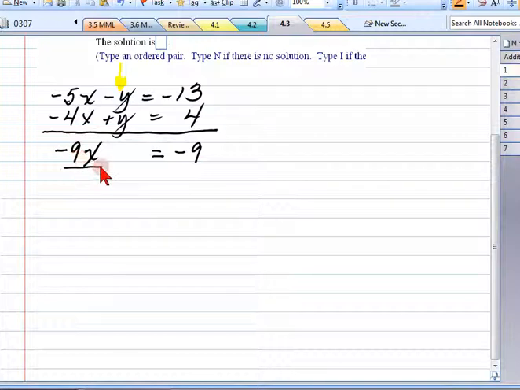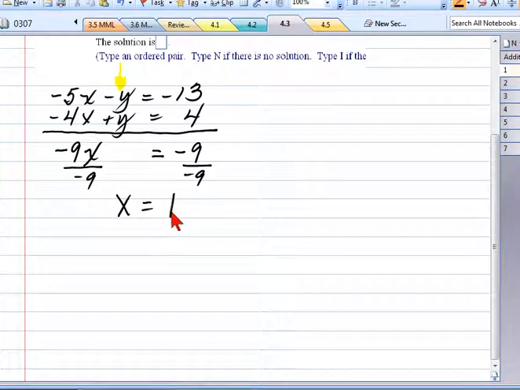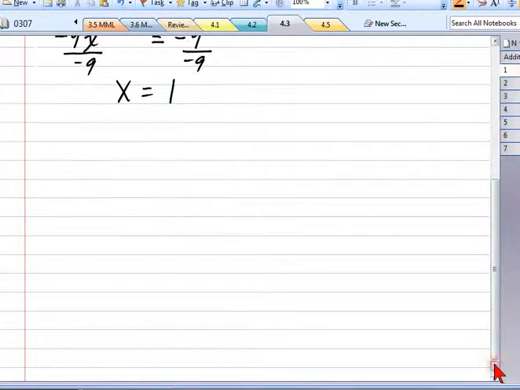So what will I do to solve for x? Divide by negative 9, and I will get x is 1. I am halfway to the solution of the problem. When the addition method is ready for you, you get to the first part of the answer very, very quickly. Is everybody okay with that? Okay.